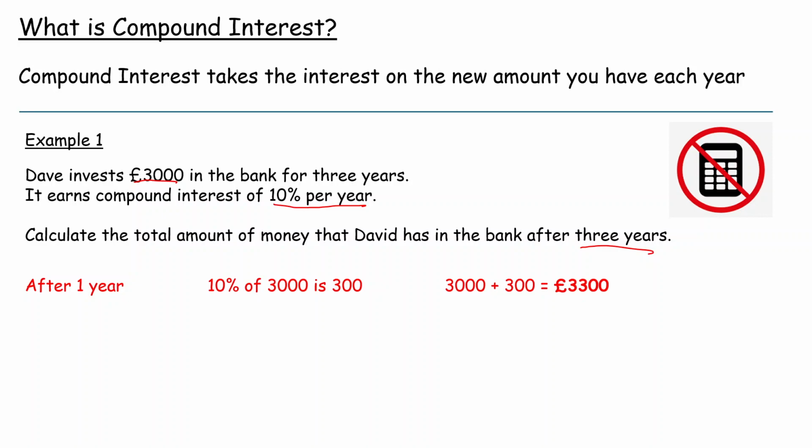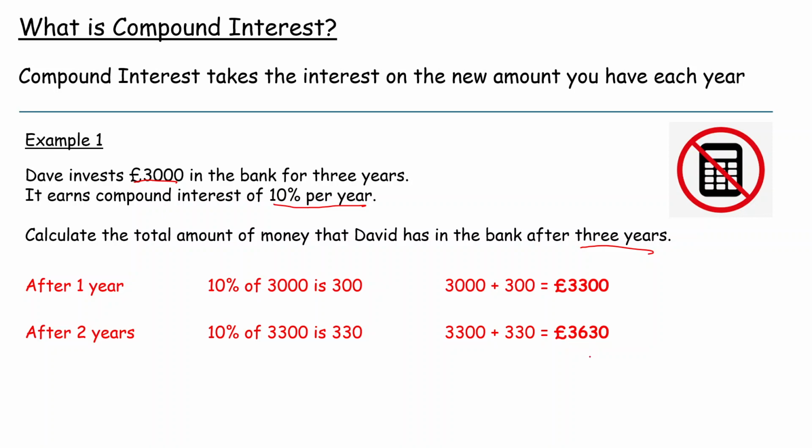After the second year, you then take 10% of the amount you've got from the end of the first year. So you would do 10% of 3,300. Well, 10% of 3,300 is equal to 330. And then you add that 330 onto the 3,300 to give you £3,630.